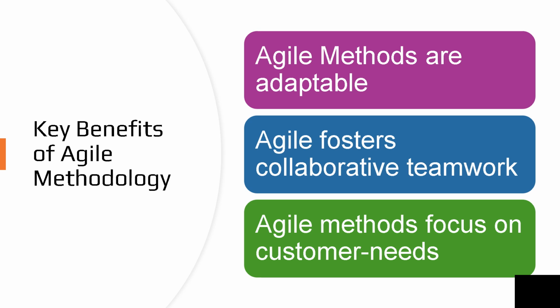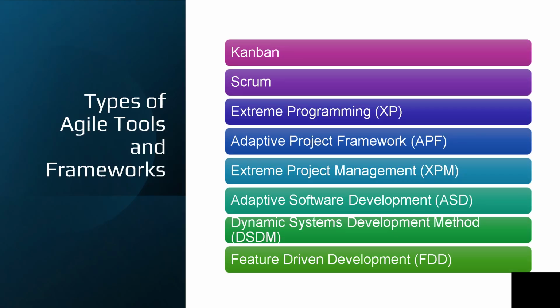Key benefits of Agile methodology. Agile methods are adaptable. They foster collaborative teamwork. They focus on customer needs. Types of Agile tools and frameworks: Kanban, Scrum, Extreme Programming, Adaptive Project Framework, Extreme Project Management, Adaptive Software Development, Dynamic Systems Development Method, Feature-Driven Development.